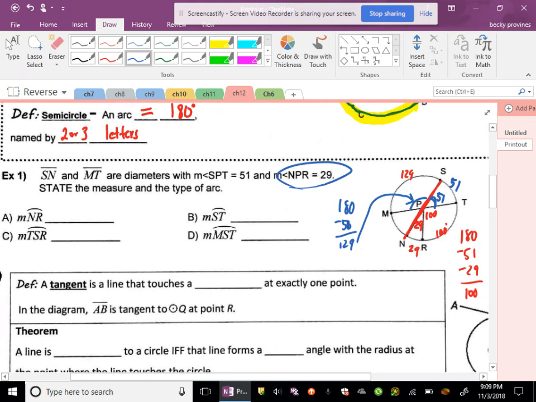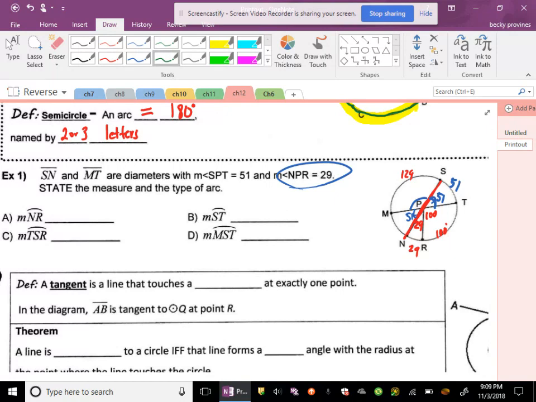and we're left with 51, which makes sense because guess what, guys? These are vertical angles. Okay, so we have all of the information. All we have to do now is plug the information into all the answers. Find N to R. Now, in R, we're going to find the closest route here. And that is 29 degrees.